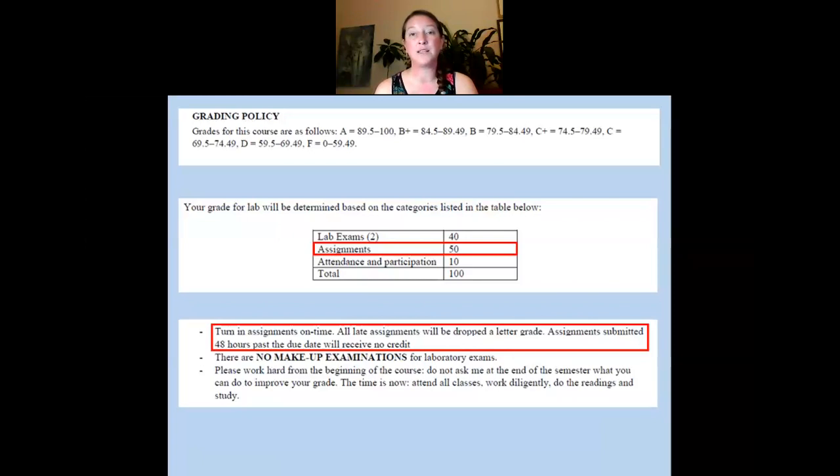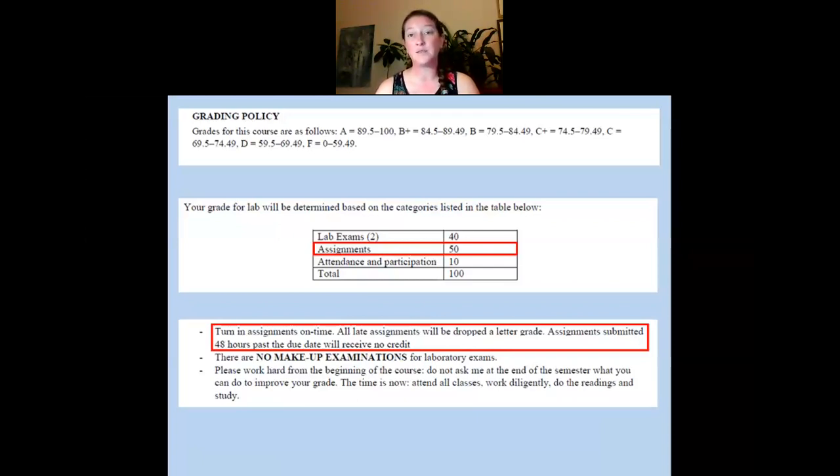And if you submit an assignment 2 days after the due date, it won't receive any credit. That's because it takes me time to grade the assignments. It takes me time to create the assignments and all of this content on Blackboard. And so I have a certain amount of time that I can allot to grading assignments and checking them.